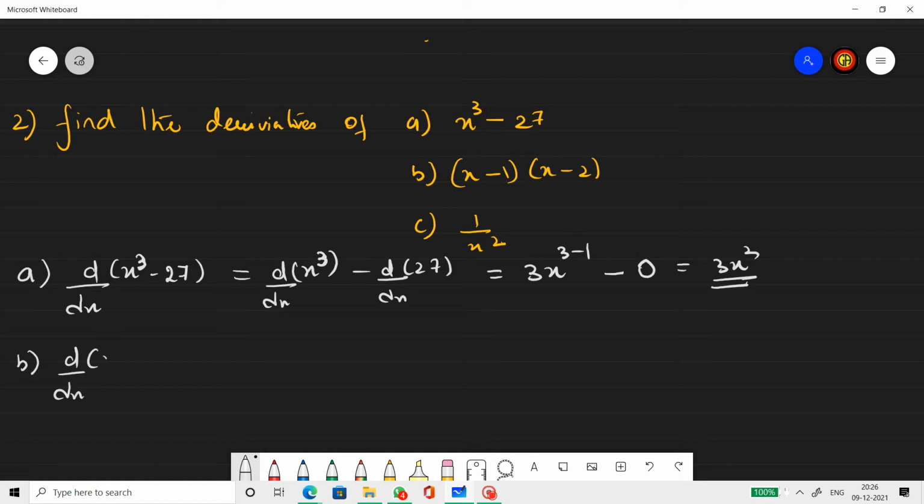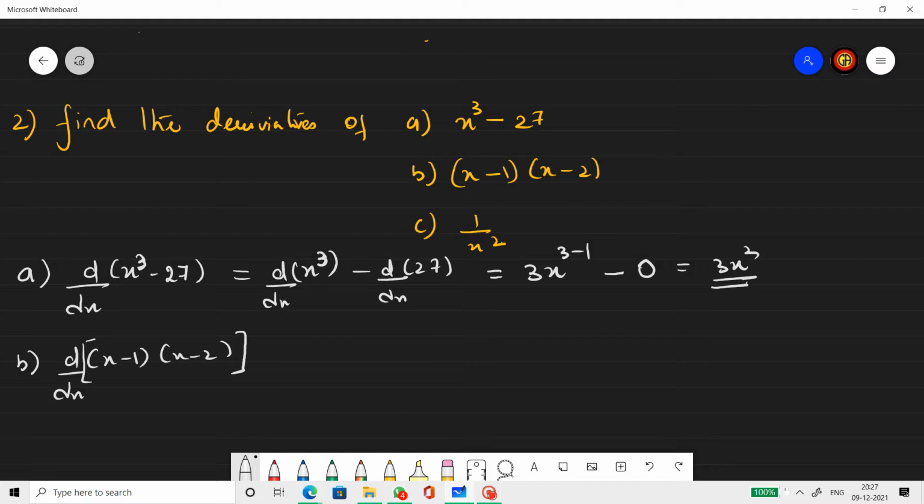Differentiation of (x − 1)(x − 2). Well, if you see, this is in product form only. There is no doubt about it. We can use the product rule, but right now we are not going to do all that. Being two x functions, I can comfortably multiply them.